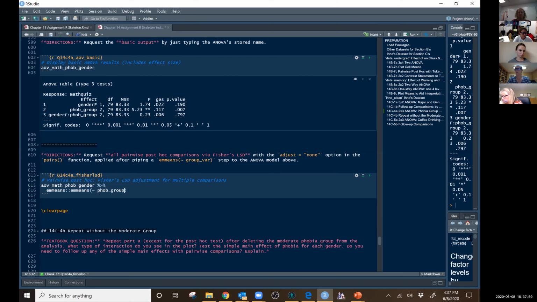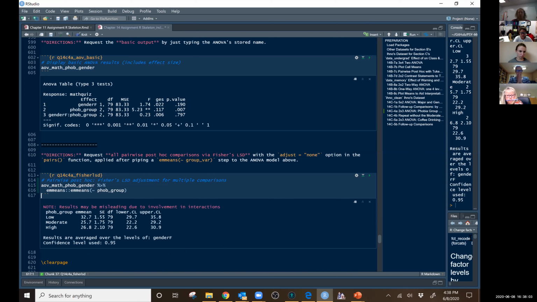Now I'm going to stop there. I'm not going to do the pairs yet. Watch what happens when I run this. What do I get? I get a line for each phobia group. And what does it say in red at the top? It gives you a warning. It says results may be misleading due to involvement in an interaction.